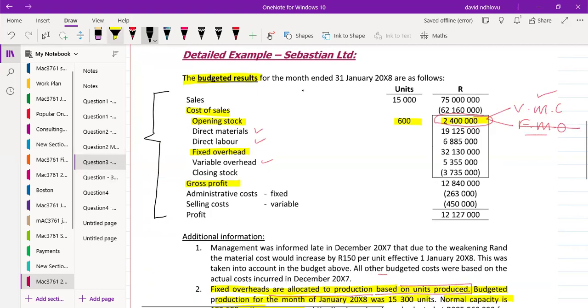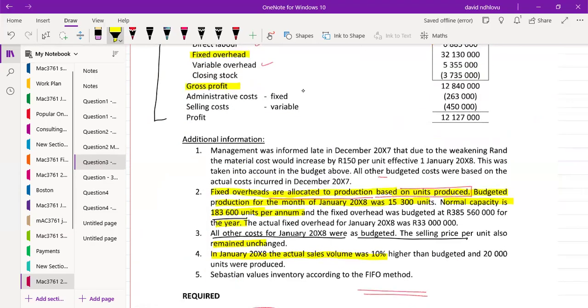Now, what we need to see, we can see here that for direct material there is a figure of 19,125. We need to find out if this particular cost changed or not, if the actual cost is different from the budget. Now, this is what they said. Management was informed in late December 20x7 that due to the weakening of the rand, the material cost will increase by 150 per unit effective on 1 January. This was taken into account in the budget above. All other budgeted costs were based on actual cost for December.